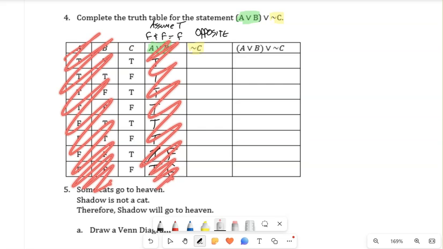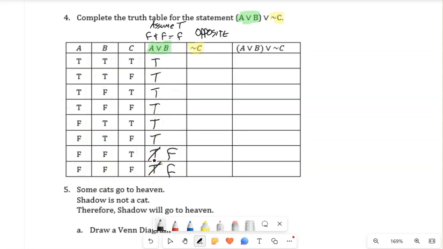So it says true, false, true, false, true, false, true, false. We're going to do the opposite: false, true, false, true, false, true, false, true. So where this one was true, this one is false. Where this one is false, this one is true, etc., etc. It's just the opposite of the C column. That one's pretty simple to fill out.